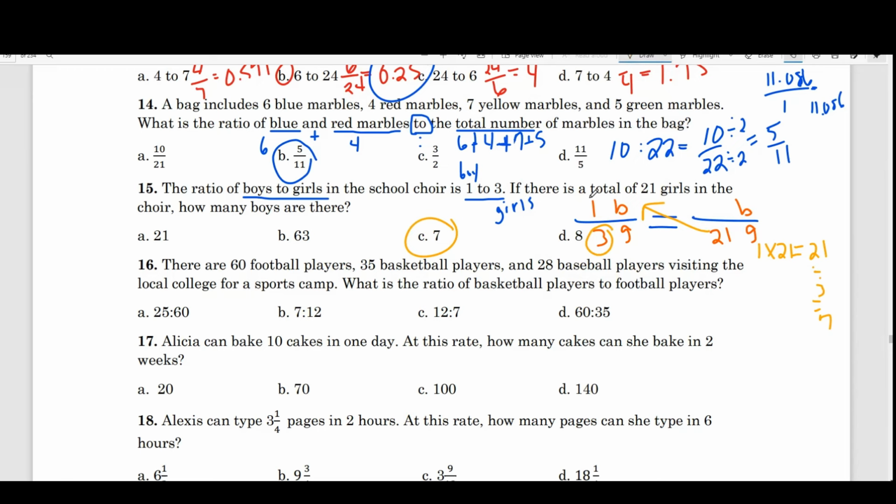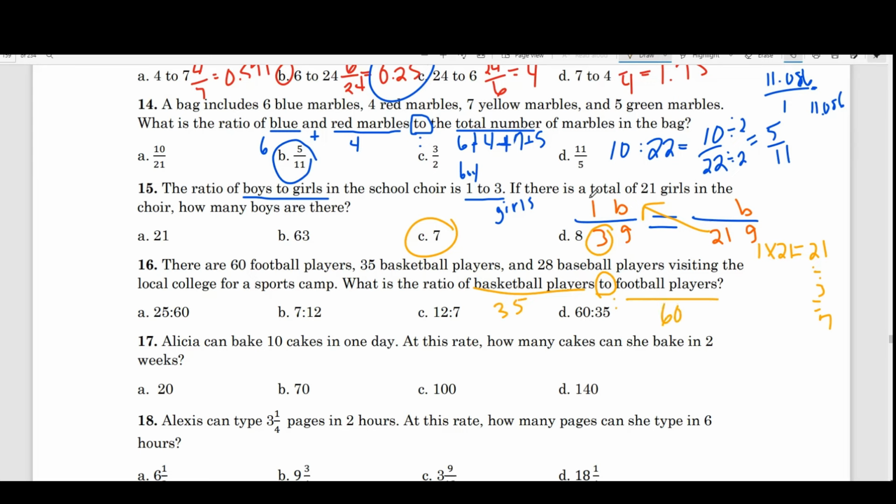Number 16 says there are 60 football players, 35 basketball players, and 28 baseball players visiting the local college for a sports camp. What is the ratio of basketball players to football players? So our giveaway is the word "to." "To" lets us know where our colon is going to be. So we have basketball and then we have football. So we have 35 basketball players and we have 60 football players.